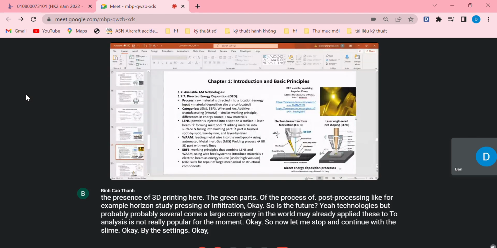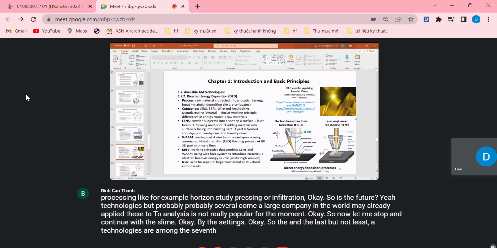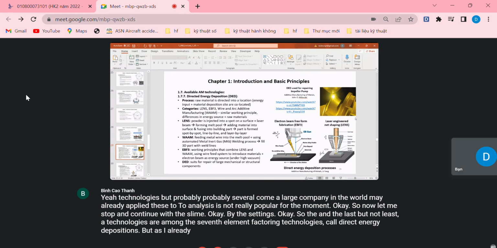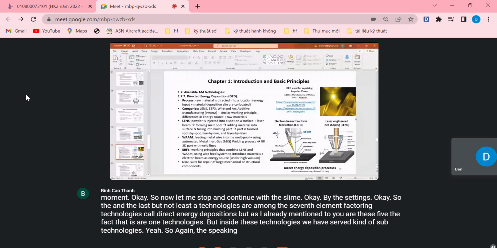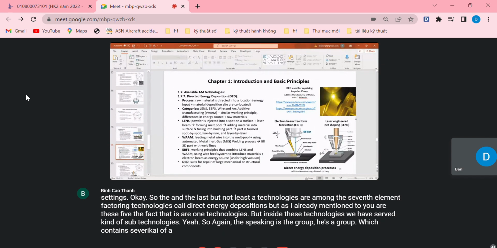Okay. So the last but not least technologies are among the seven additive manufacturing technologies called direct energy depositions. But as I already mentioned to you, despite the fact that it is one technology, inside these technologies we have several kinds of sub technologies. Generally speaking, it is a group which contains several kinds of small technologies.